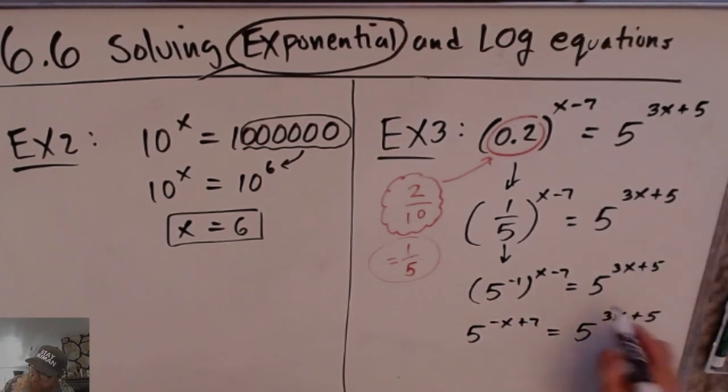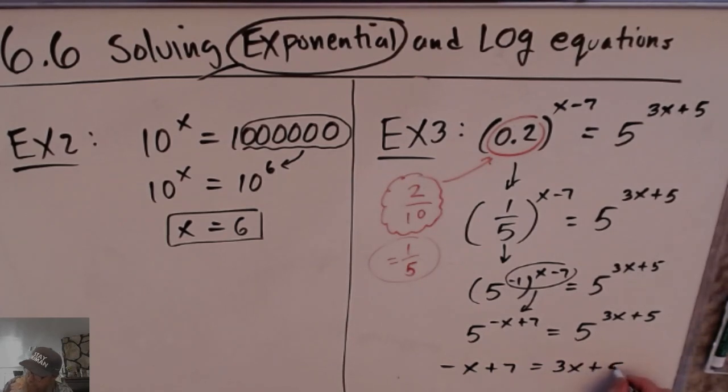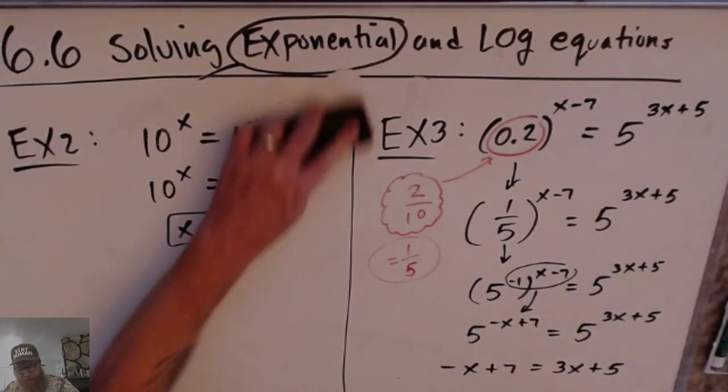Removing the parentheses from the left-hand side, we just distribute here. We're going to get 5 to the negative x plus 7. And now you don't have any more parentheses. So using the same base property, you get negative x plus 7 is equal to 3x plus 5.